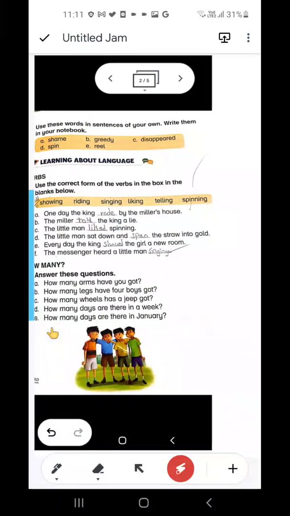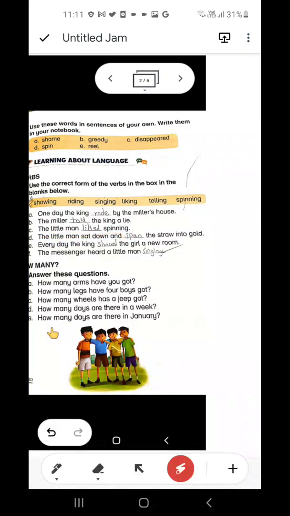C is, the little man liked spinning, and liked is the second form of like. Understood? D is, the little man sat down and spun the straw into gold, and span is the second form of spin. E is, every day the king showed the girl a new room. Showed is the second form of show.